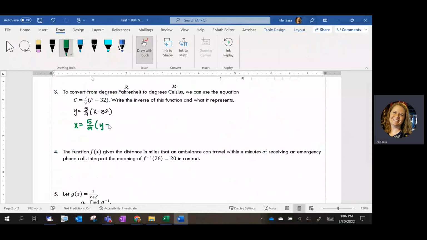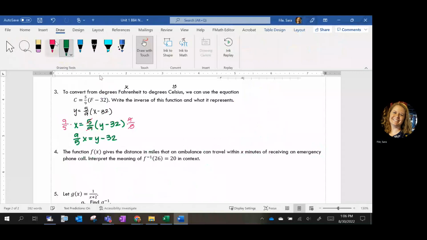And then what do I do? Okay, and then I solve for Y. So to solve for Y, what would I do here? Multiply by what? By 9/5. So multiply by 9/5, or if you wrote that as dividing by 5/9, that's fine, but that's the same as multiplying by 9/5, because that way the 9 cancels and the 5 cancels. So we have 9/5 x equal to y minus 32. And what do I do from there? Okay, so add the 32 to the other side.